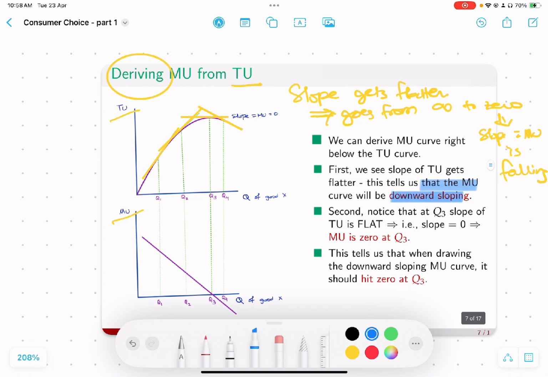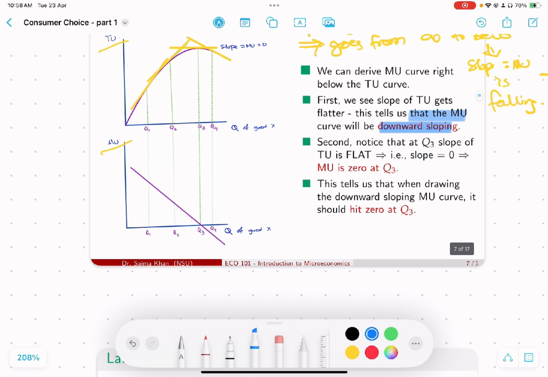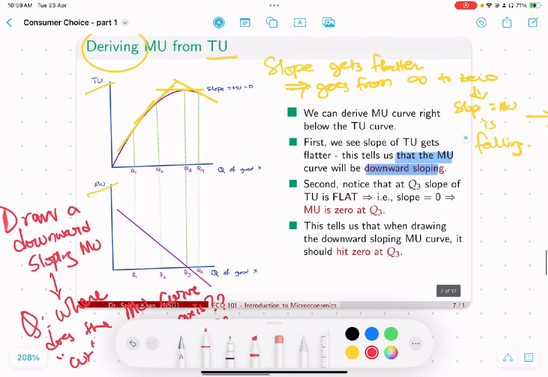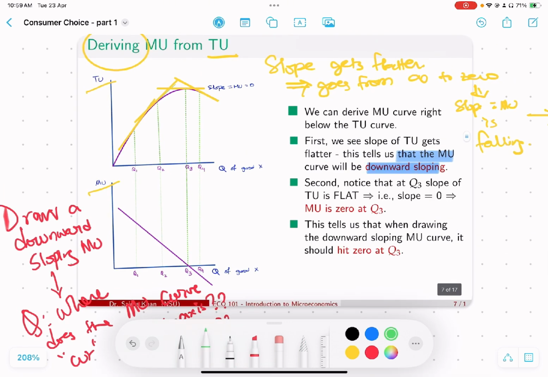Okay, next, I'm going to draw a downward sloping curve, but the question is, where does the MU curve cut the x-axis, right? The quantity axis. To do that, you need to see where MU is 0. So we know if the slope is flat, then the value of the slope is 0. So the slope is flat around here. So just trace down until you hit the x-axis. So you know exactly this is where your MU is going to intersect with the x-axis.